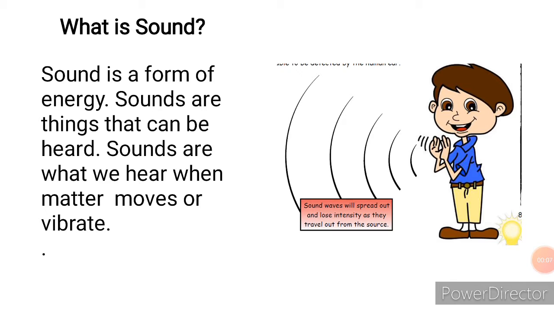Welcome to today's lesson, in which I'll be looking at what? Sound. We looked at sound and light as a form of energy, is it not? Yes. What is sound? Sound are the things that can be heard, is it not? Yes. How do we hear sound? We hear sound because sound are vibrations. Sound is what you hear when matter vibrates or moves.